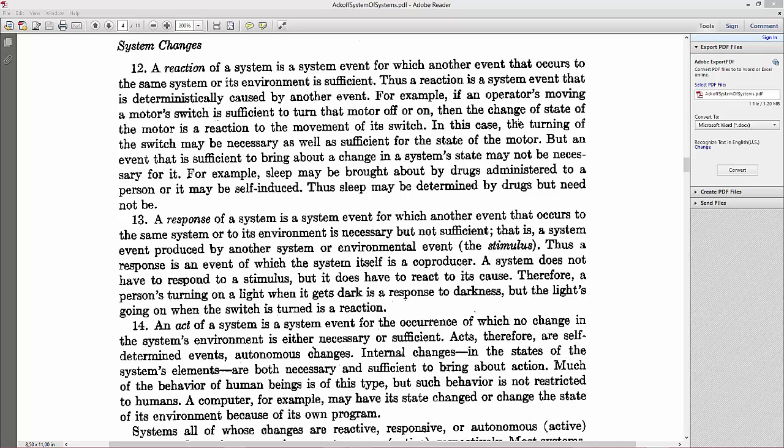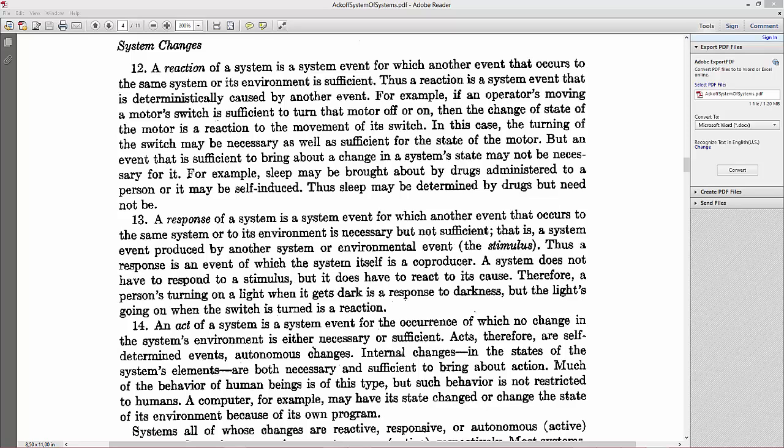In this case, the turning of the switch may be necessary as well as sufficient for the state of the motor. But an event that is sufficient to bring about a change in a system state may not be necessary for it. For example, sleep may be brought about by drugs administered to a person, or it may be self-induced. Thus, sleep may be determined by drugs, but need not be.